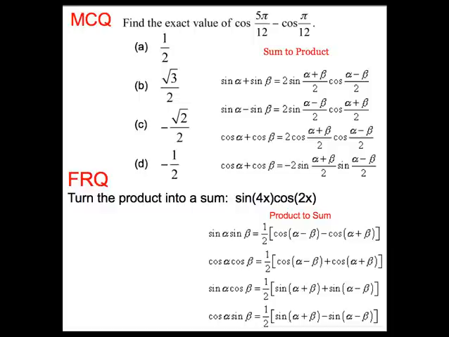For the free response question, you're kind of working backwards. You're taking the product and turning it into a sum. So use the formula the other way around and see if you can simplify the result in the end.